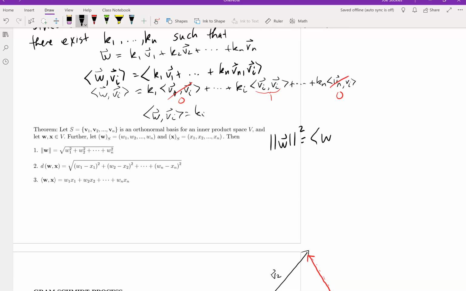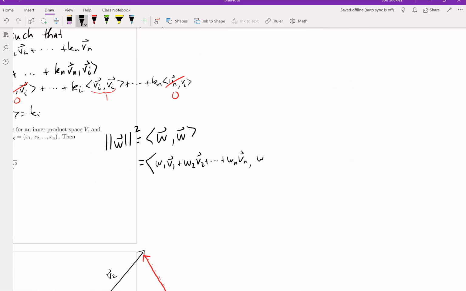This is the inner product of W with itself. Well, I know what the coordinates of W are with respect to that orthonormal basis. In particular, I know that W is equal to little w1 times v1, little w2 times v2, all the way out to little wn times vn. And we're going to do that inner product with itself. So I'll have that same vector here in the second component. Oops, forgot my W.